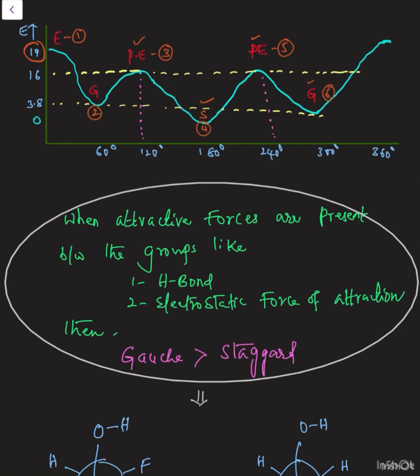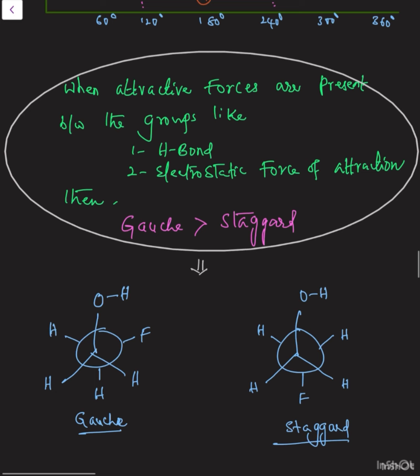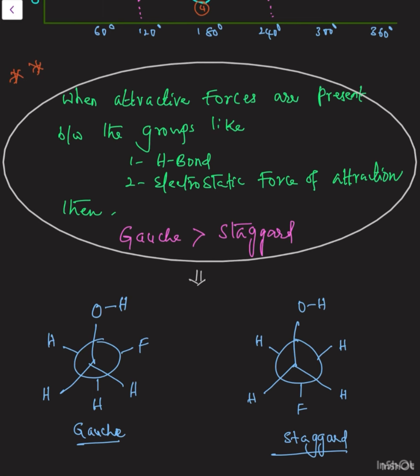Here a very important point is, when attractive forces are present between the groups, like what type of attractions? Hydrogen bond, electrostatic force of attraction, then Gauche conformer is more stable than the staggered. This is the stability order. In general, staggered is more stable than the Gauche.